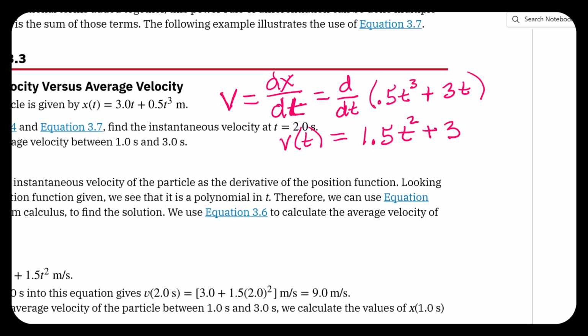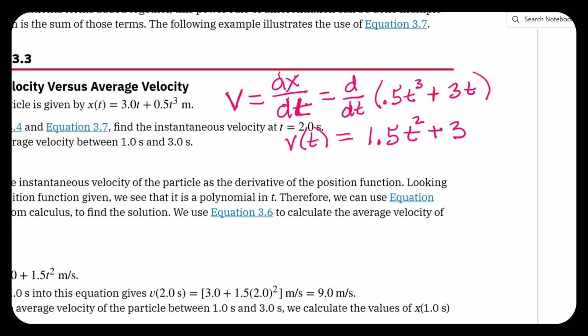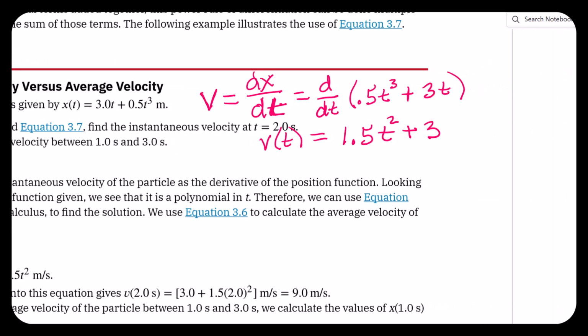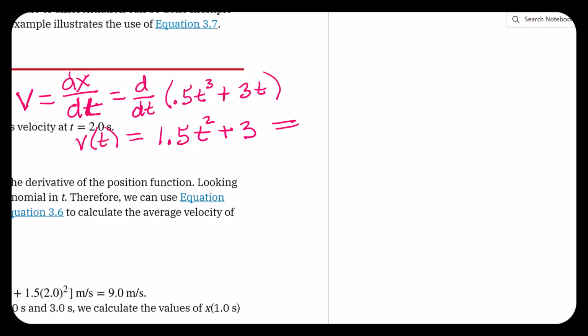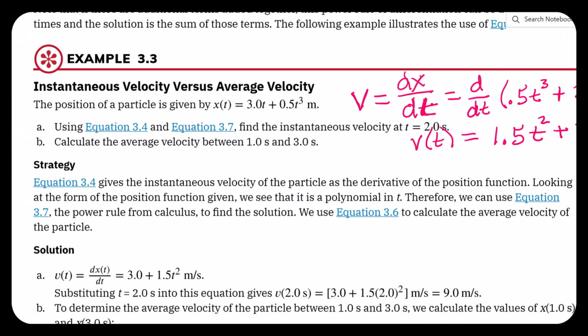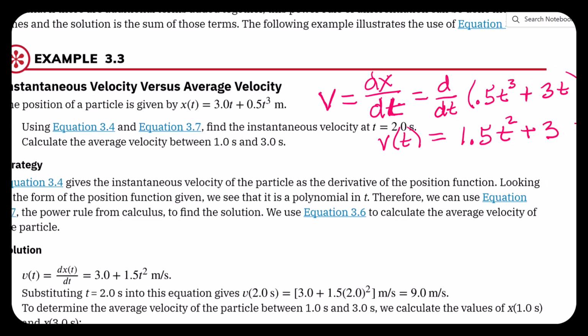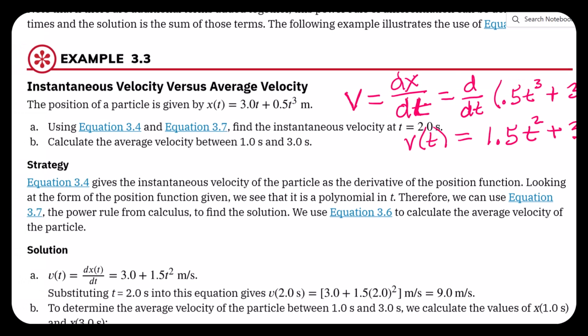So if I wanted to find the instantaneous velocity at 2 seconds, like it's asking for, I just plug in v at 2. So v at 2 is 1.5 times 4 plus 3, which is 6 plus 3 is 9. Did I get that right? Oh, I did. 9 meters per second. You should label stuff. I need to be better about that. All right, and then calculate the average velocity between those two.